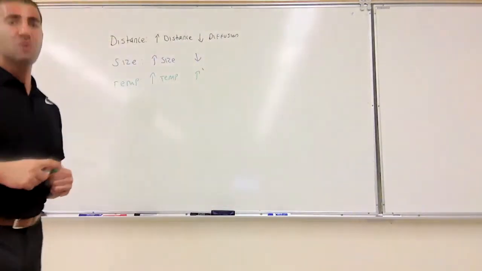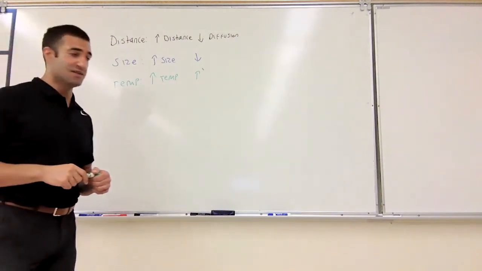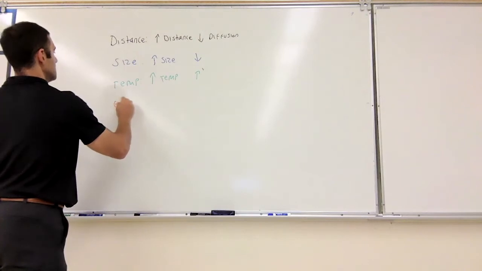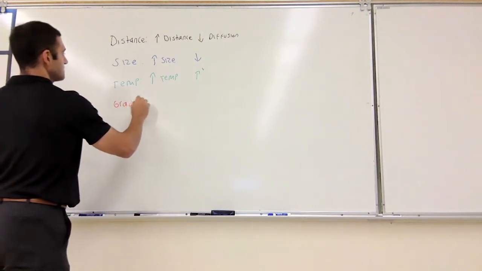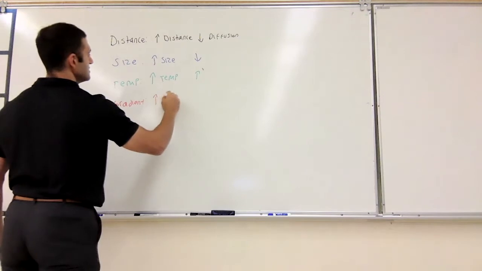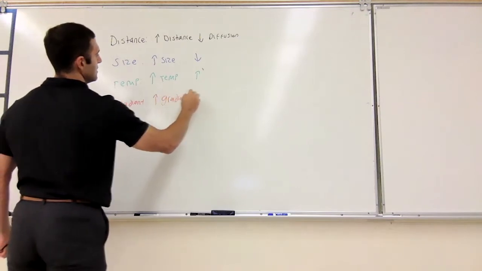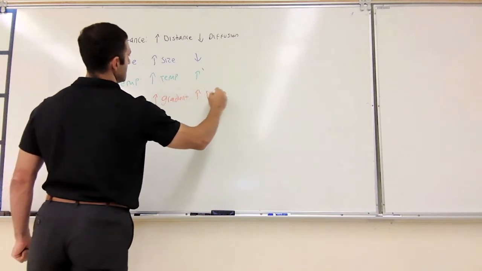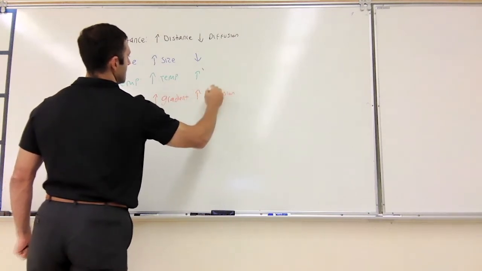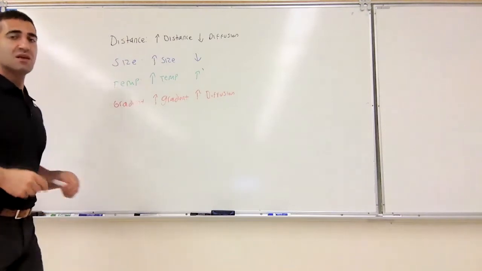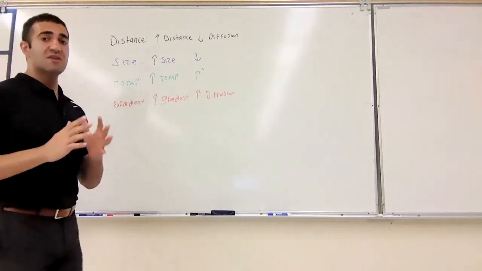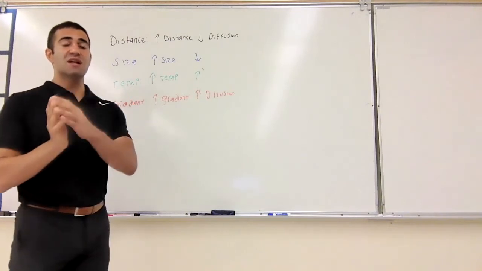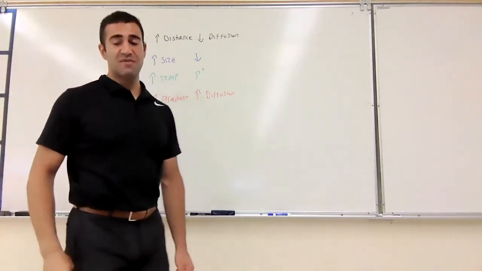Gradients. Recall that a gradient is the difference between two sides. So gradients. The greater the gradient, the faster the rate of diffusion. That's because molecules want to become even. They want to travel from one side to the other. If they're bunched up in one area and not the other, then diffusion will happen faster.